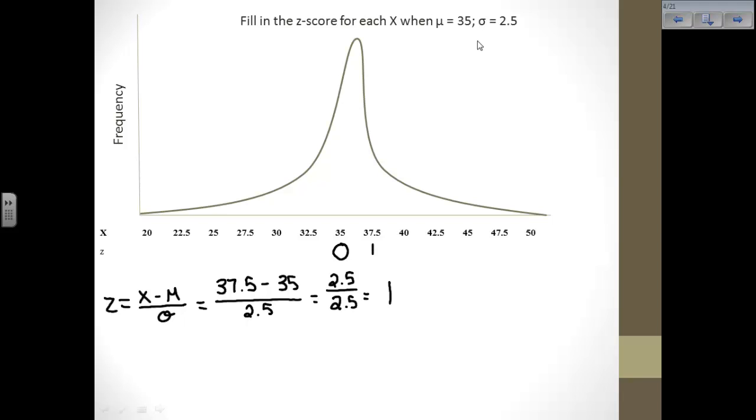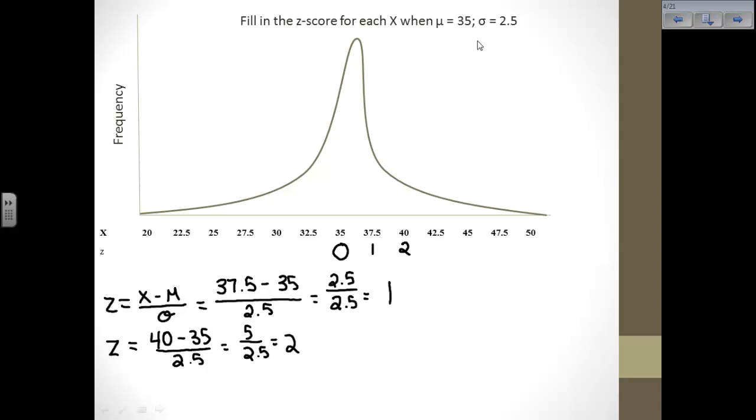Now let's go up one more to 40. So z equals now 40, that's our new x value that we care about, minus the mean of 35, divided by 2.5. 40 minus 35 gives you 5, divided by 2.5, and you end up with 2. So 2.